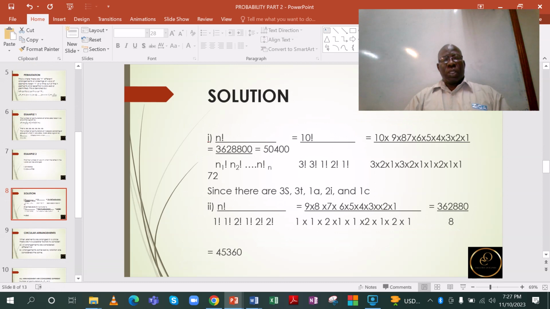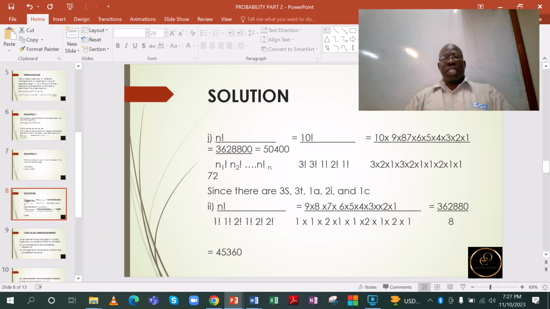Okay. So what are we saying? We have 3 S's, 3 T's, 1 C, 2 I's, and 1 A. So how many letters are we talking about in statistics? There are 10. So n factorial will be 10 factorial.